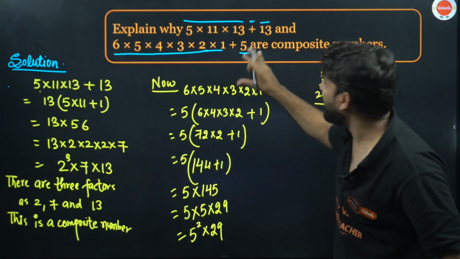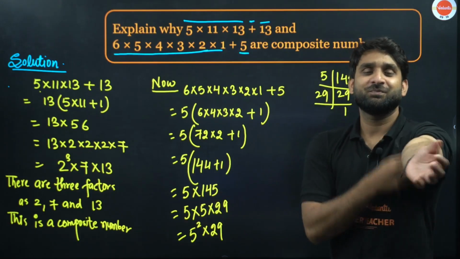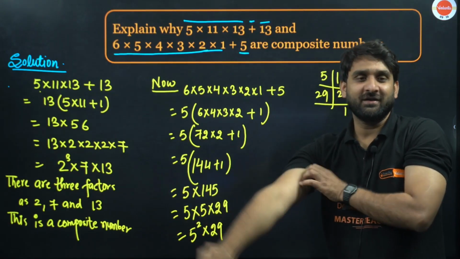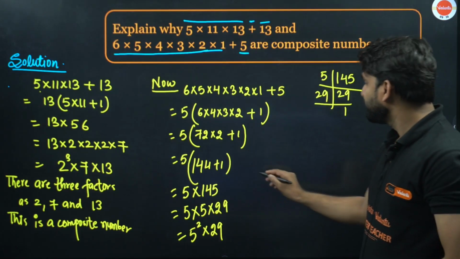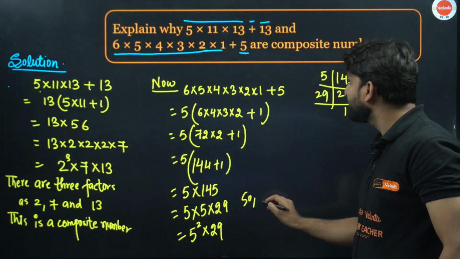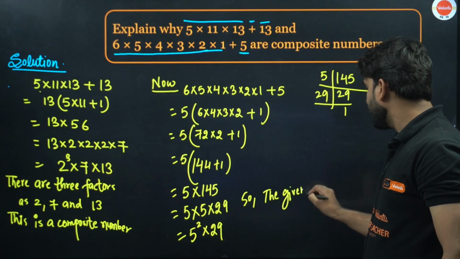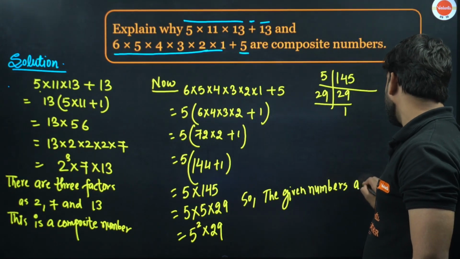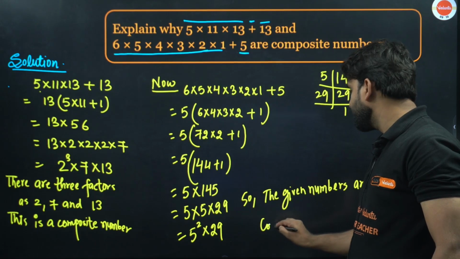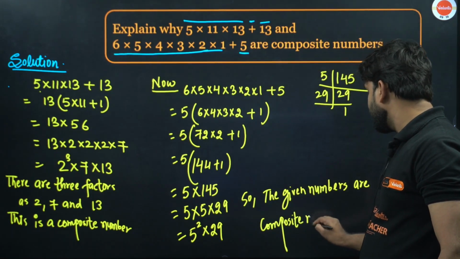1 and this entire number is already there as a factor. And we are getting 2 more factors. So it indicates that it is also a prime number. So we can write, the given numbers are composite numbers.